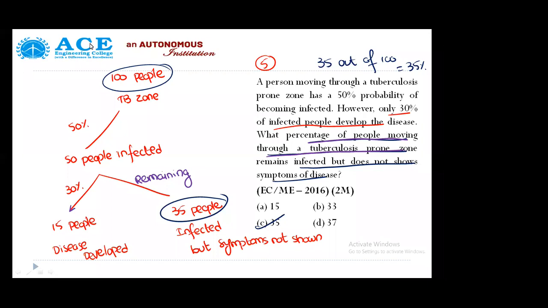Sridhar, you can generalize because you see the last line: what percent of people moving through. This is about the remaining people. Out of 50, the remaining people is 35. 15 already developed the disease, the remaining is 35. It's not 35% of 50 like that. No. So you can generalize it. You can see this last line, the fifth line, and from that you can understand. Now let's move to the next question.